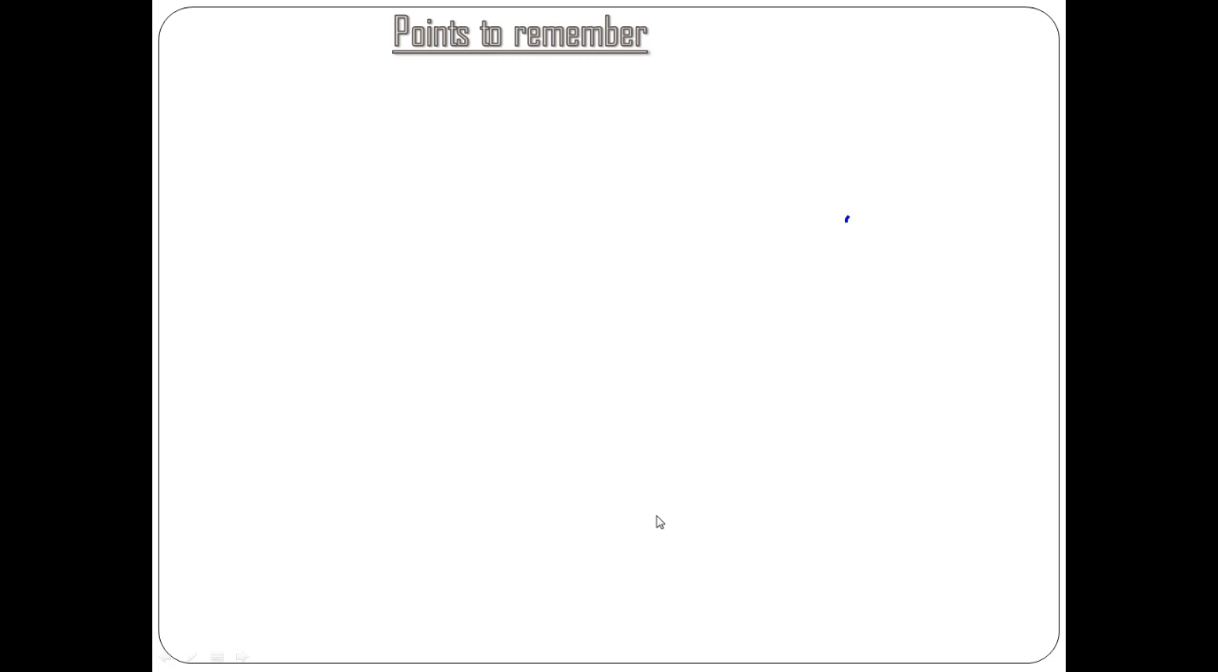Points to remember when we are using an RCCB. RCCB doesn't have an earth wire connected to it. It detects faults based on the current imbalance between phase and neutral. In an RCCB there will not be any earth wire. It detects earth leakage based on the amount of current that flows in the phase and neutral.